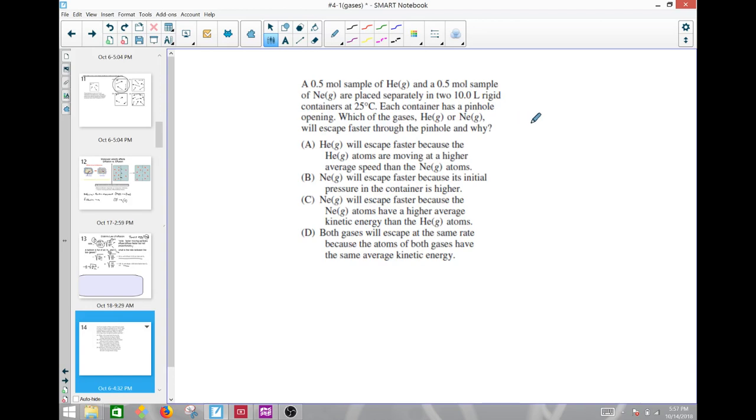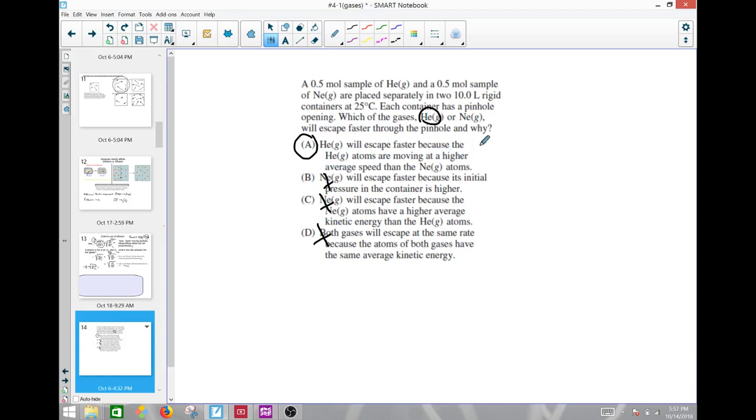The answer here is that the faster moving particle is the one that's going to effuse faster. This happens to correlate to the one that's got the smallest mass. Therefore, helium is going to effuse, or in this case diffuse, faster. So this one's out, this one's out, this one's out, and this is the only one left.